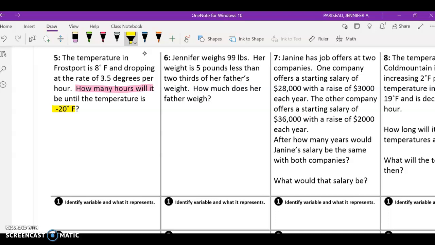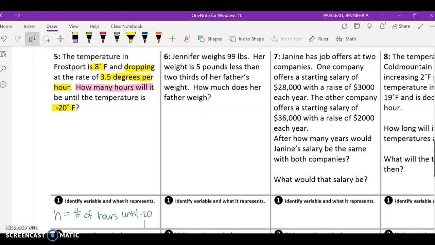And if we go back into the problem and reread again, we see that the temperature in Frostport is currently 8 degrees. It's dropping at the rate of 3.5 degrees per hour. Okay. So again, we're looking for a number of hours. So H is going to represent number of hours. You could say until -20 if we wanted to get a little bit more specific, but until it reaches that goal.